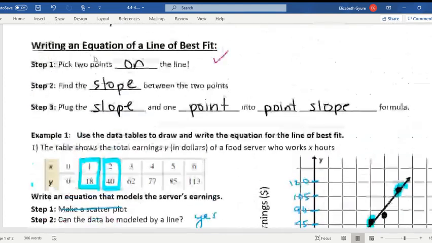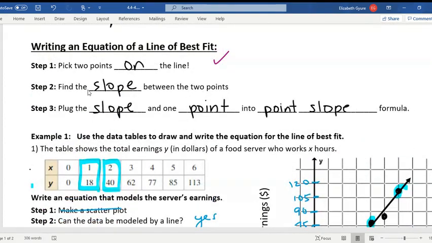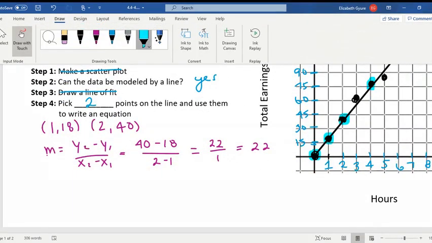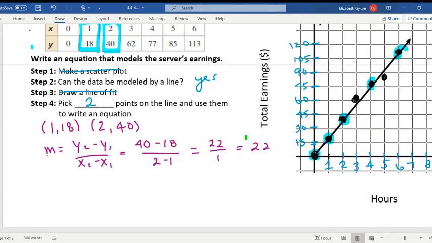Now take a look at your steps. I now found my slope. I've done that. I did step 2. Step 3 says plug the slope and 1 point into the point slope formula. So I now need to take my slope, which is 22, and 1 point. Does it matter which point? No, pick one that you think looks easier. Let's use 1 and 18.